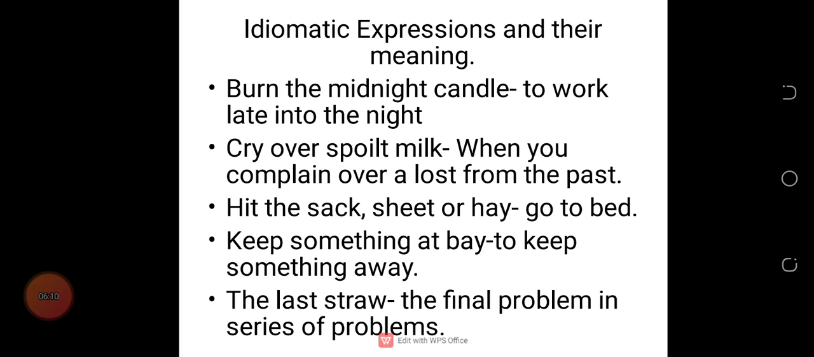The last straw means the final problem in a series of problems. The last straw, this is the last straw of it. I've had enough of this. This is the last straw. So considering the challenges you are going through or you've gone through, this expression is suitable for that. The final problem in a series of problems.